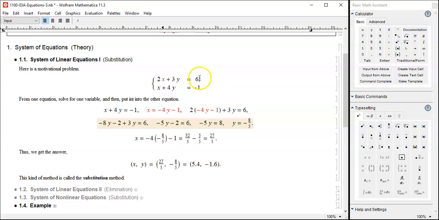And which one is the best? You can put it here if you want to. You can put the second equation there. But I generally like to do it here. X equals to something is already there. So put it into the right equation. So -8/5 goes in place of y. And then do some computation.